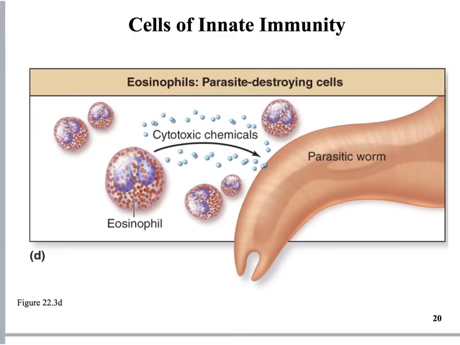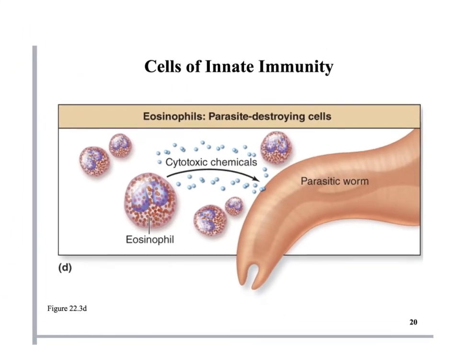Here is an eosinophil, which is not very numerous in the blood, but it runs into this parasitic worm, and it recognizes from the receptors on the worm's cell surface that this is not self, this is foreign. Then it releases those cytotoxic chemicals, which break down and kill off the parasitic worm.